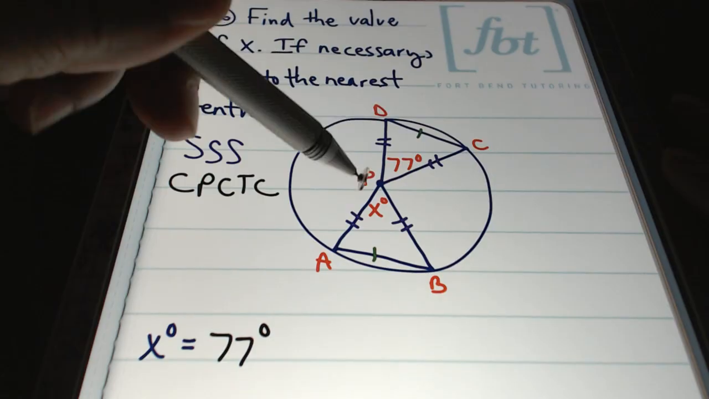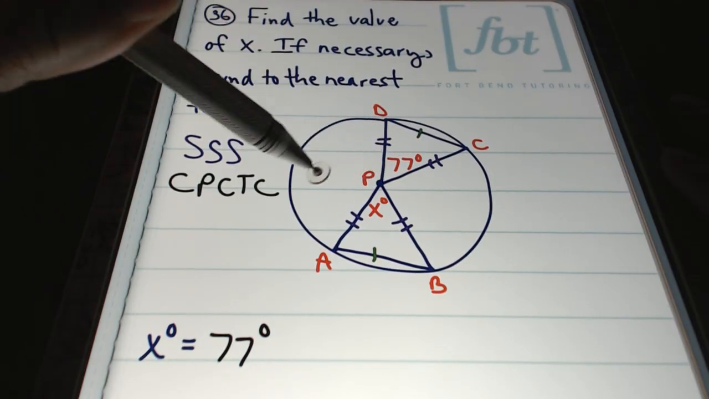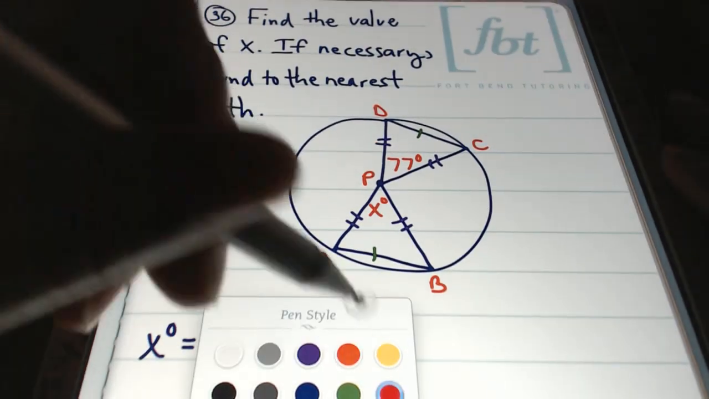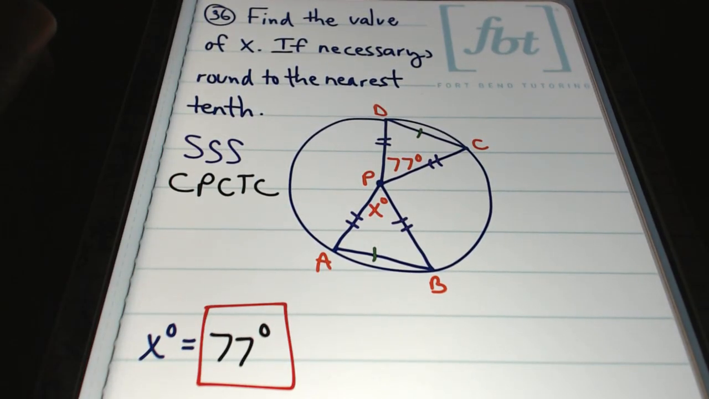All you gotta do is just realize that you're dealing with congruent triangles and be like, oh, okay, if that's 77, then that has to be 77, and done. And you're red boxing it and moving on to the next problem, which is why it's important, guys, to keep in mind the difference between knowing and not knowing. Look how easy that was once we knew how to attack the problem.